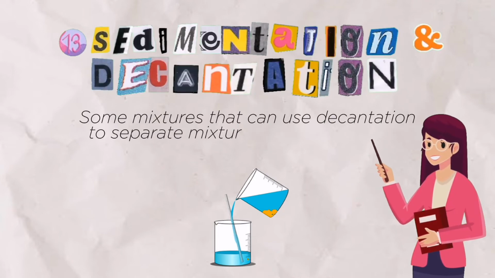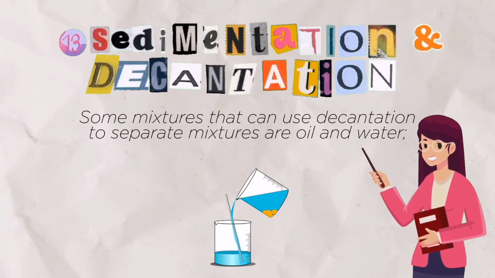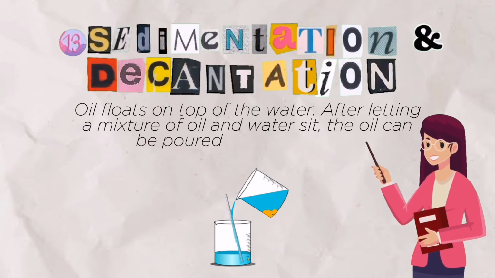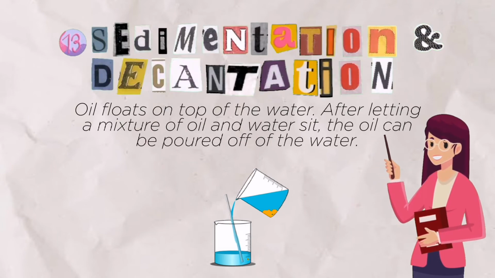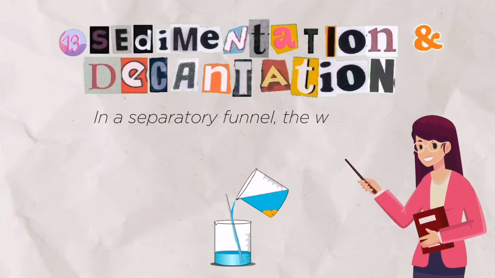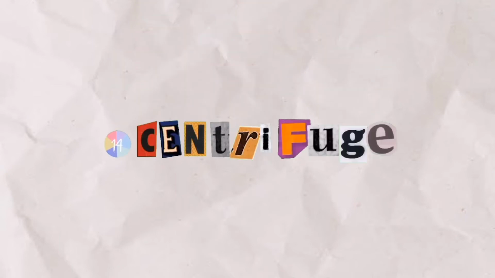Some mixtures that can use decantation to separate mixtures are oil and water. Oil floats on top of the water after letting a mixture of oil and water sit. The oil can be poured off of the water. In a separatory funnel, the water can be drained away from the oil. Our next separation technique is centrifuge.